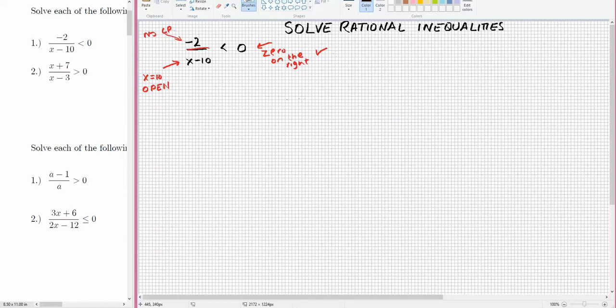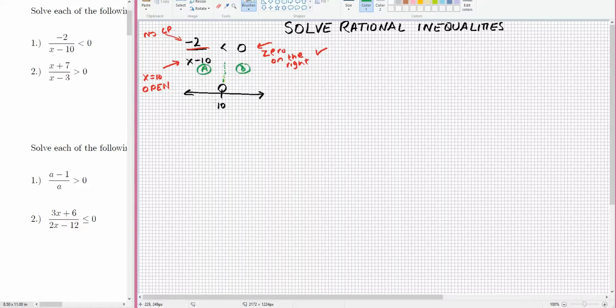So then we get our number line, and we plot our critical point, and it's going to be an open circle. And then one of the things that I taught you is that you make a dashed line just so that you can see the two regions. You have region A to the left and region B to the right.